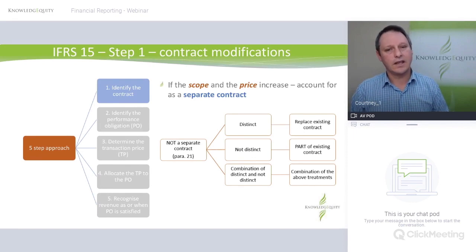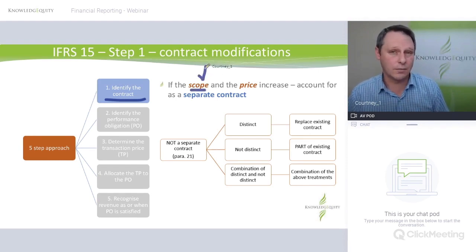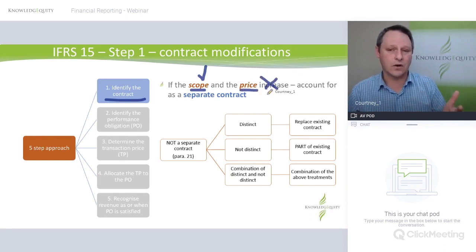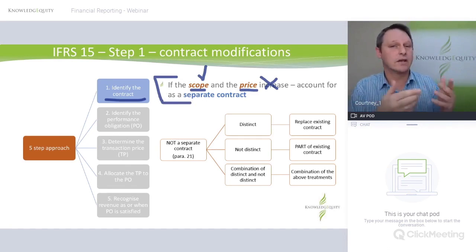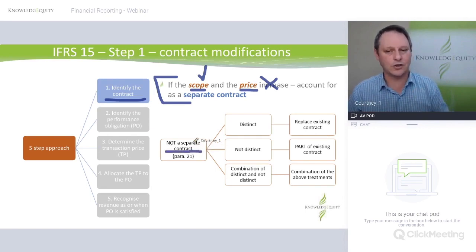So step 1, yes, there's a contract in place and it meets those criteria, but now we have a change or a variation. Has the scope changed? Yes, there are 600 more roses. Has the price changed? No, it hasn't increased. So therefore, although the rule says if there's a change in both scope and price, there is a separate contract, we have a situation where there is not a separate contract. So we tick that first criteria.